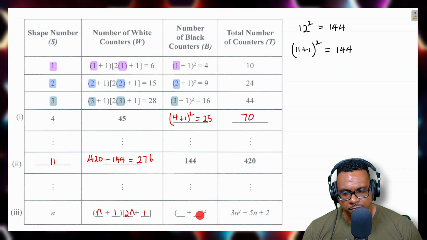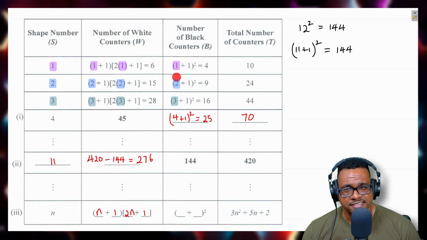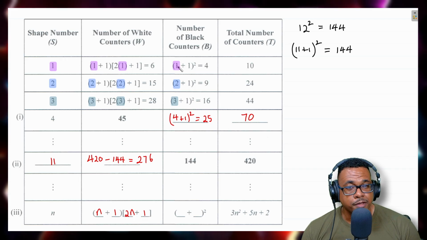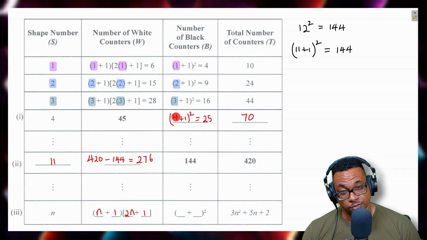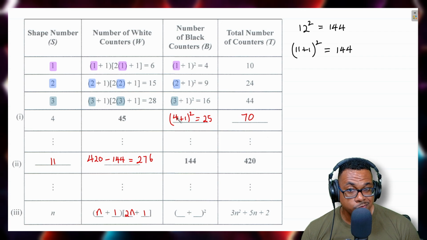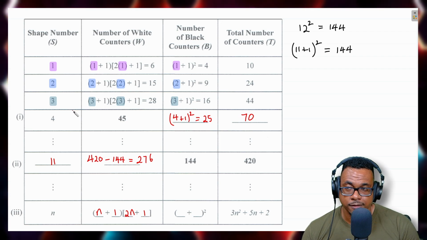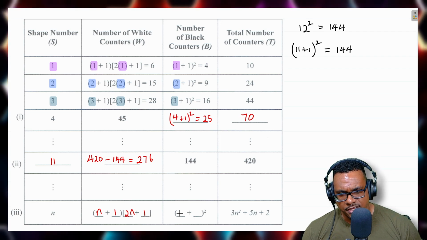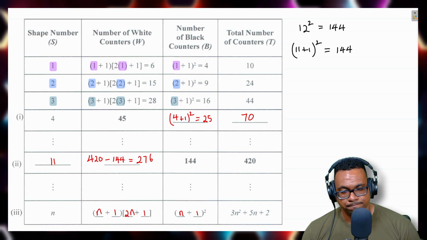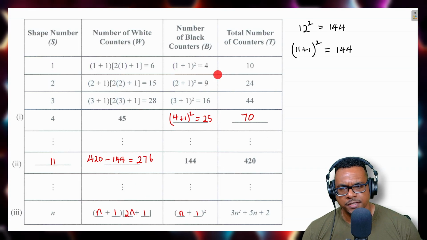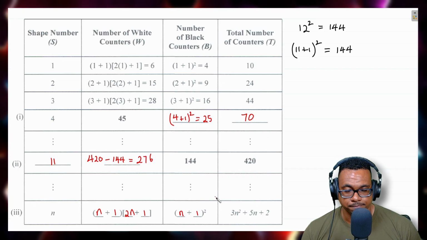Now for the total number of black counters, that's easy because we already established that pattern here. The shape number is 1, then shape number is 2, then shape number is 3, then 4, and so on. So when the shape number is n, we'll just have n plus 1 in brackets squared. So here we just have n plus 1. Of course, we already have brackets here, squared. And this will be all the information we need to fill out on this table.